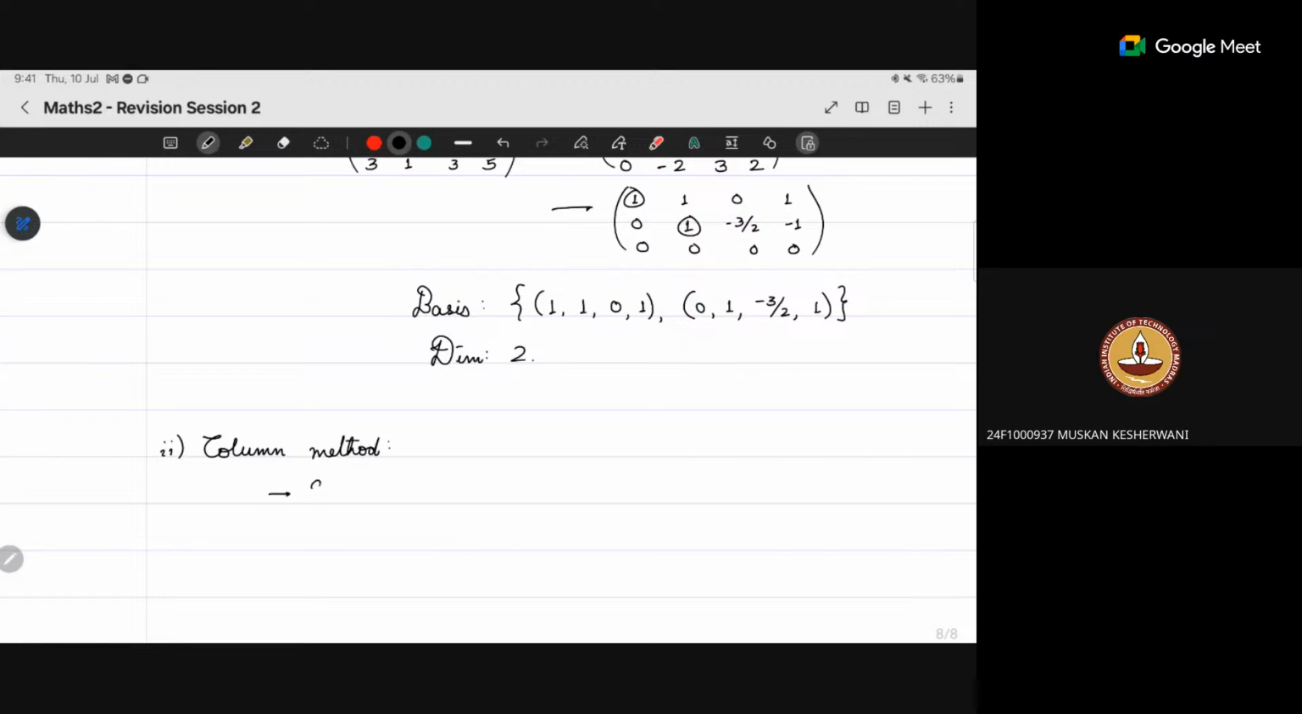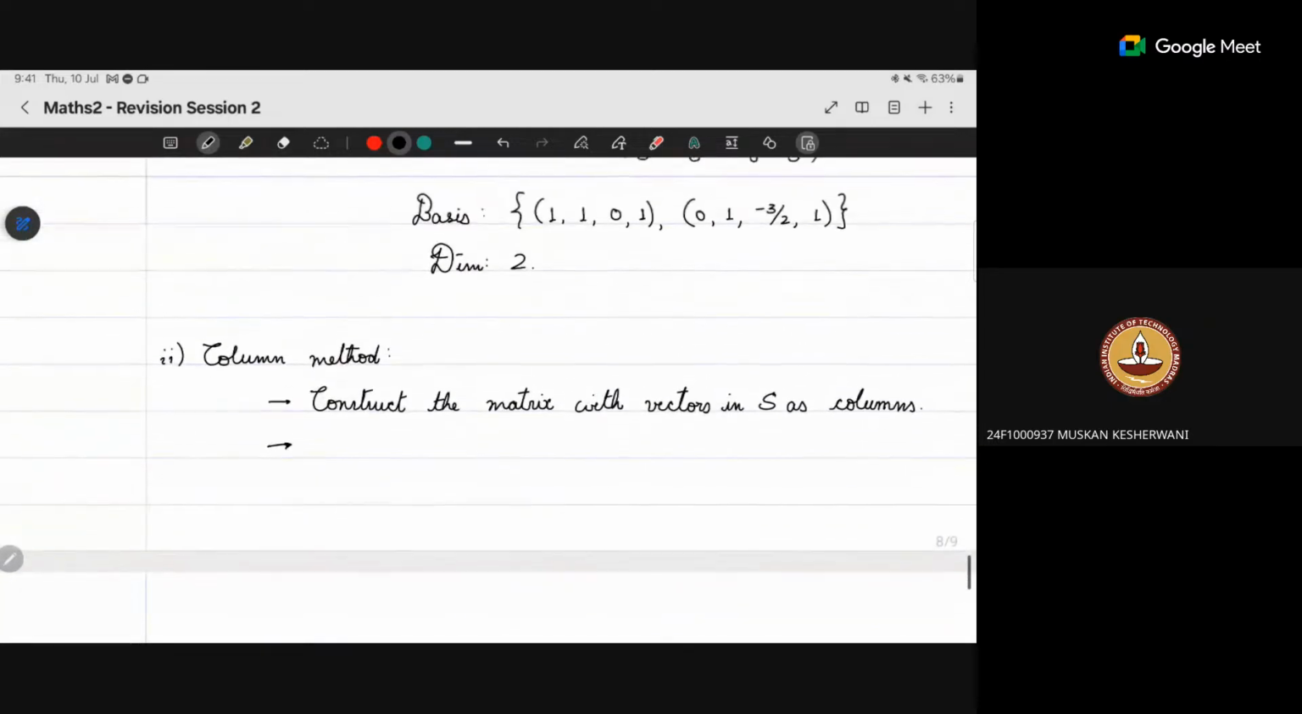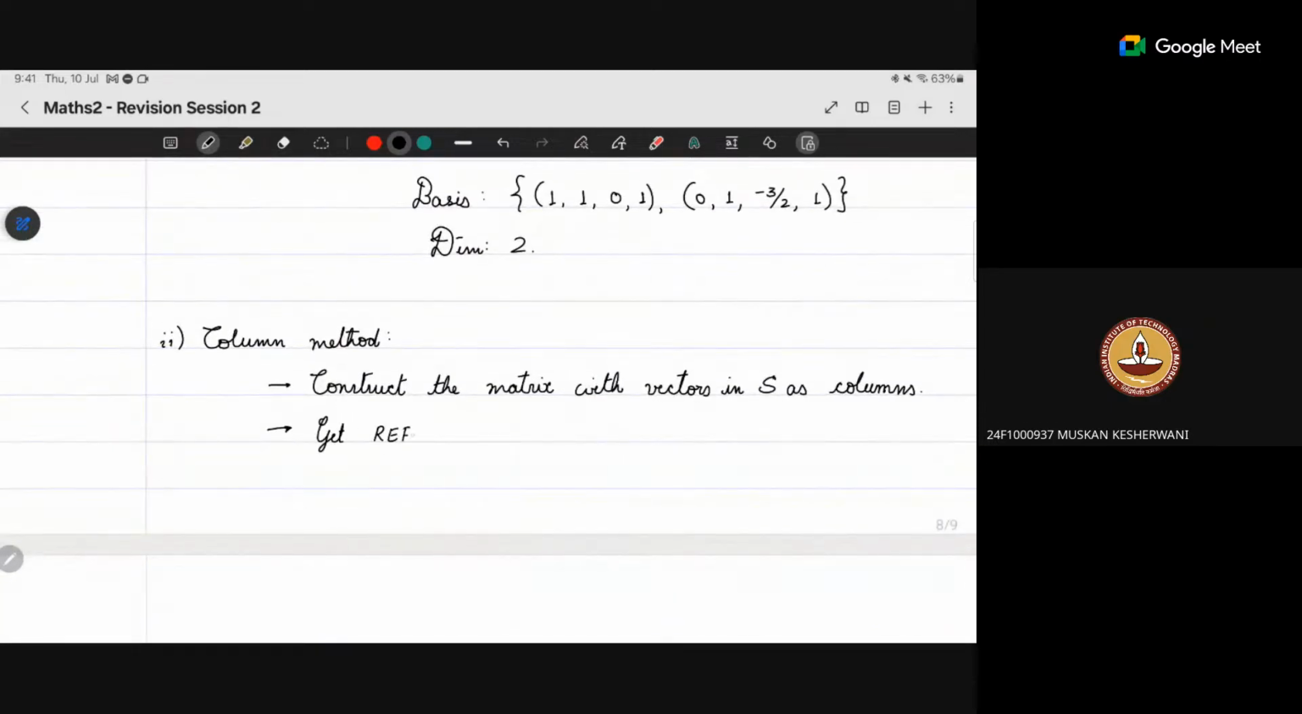So in this case, what you do is construct the matrix with vectors in S as columns, get the REF, and the vectors corresponding to the pivots are the basis vectors, and form a basis. I'll explain what that means.